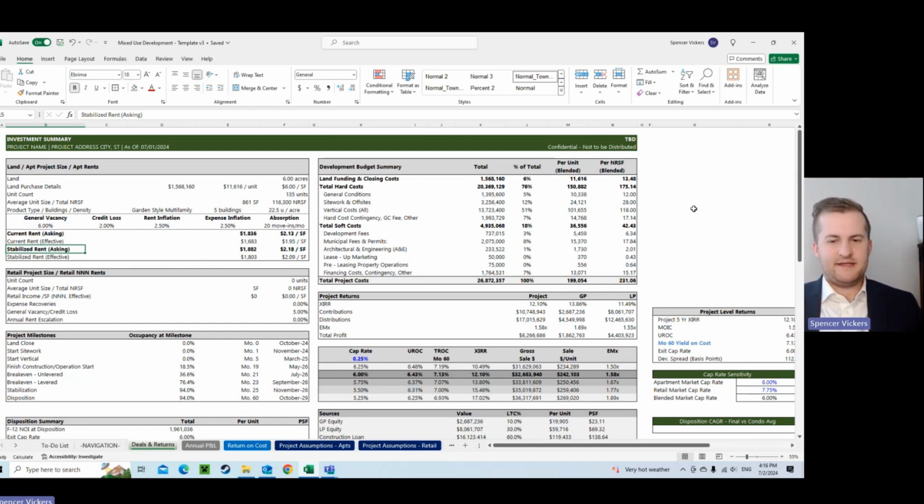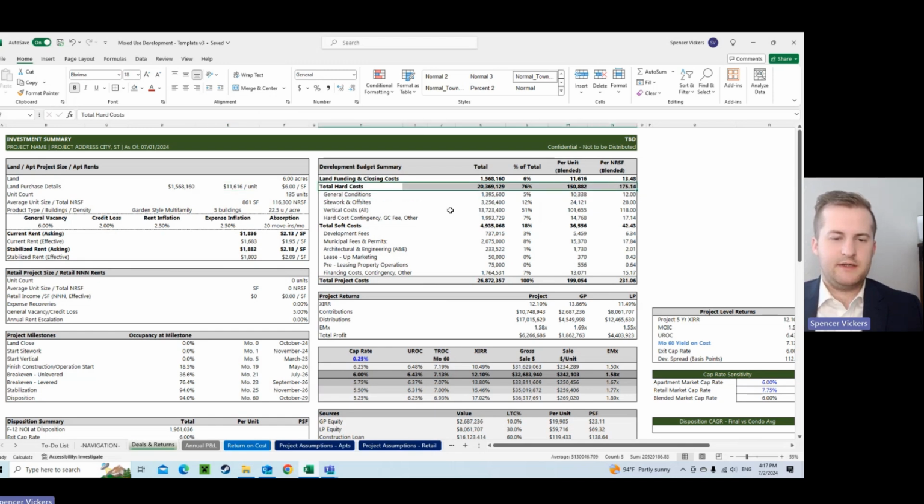The other kind of forensics that I would do on a project like this, like a garden style apartment, is I would come in and look at the development budget summary. If someone's got land under contract for multifamily for 11 grand a unit, then that's a lights out project. I haven't seen anything like that. Usually this is 25K a unit all the way to 75K a unit. So this would be really cheap dirt. That could be good, could be bad. If it's really cheap dirt, maybe it means it's in a bad location. So that would be something to look at.